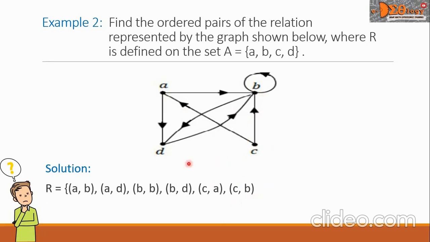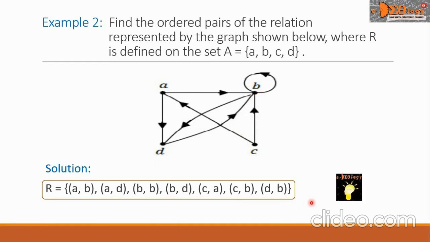Let us now proceed with point D. Let us identify all arrows that goes from point D to another point. I can see here that there is only one arrow, and this is the arrow from point D going to point B. So we write here the ordered pair DB. So we have now here the relation, and this is the final answer.